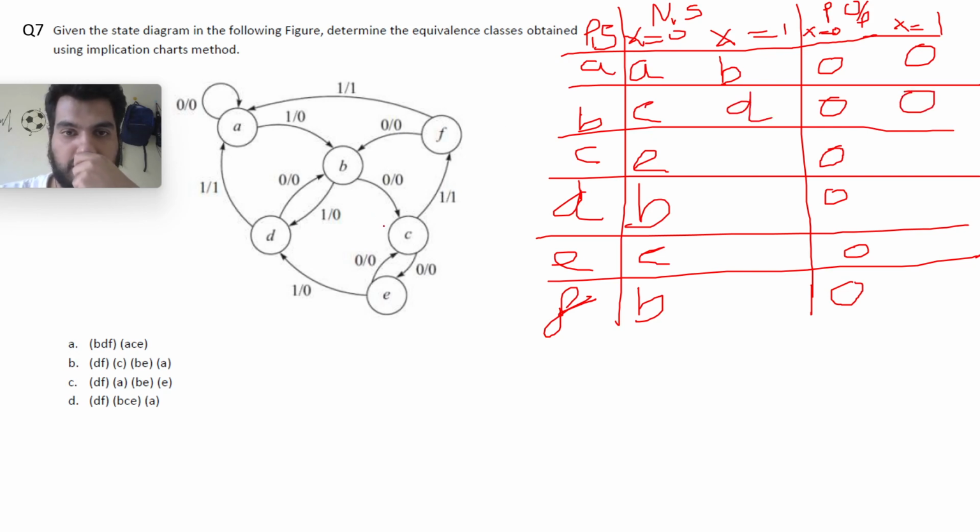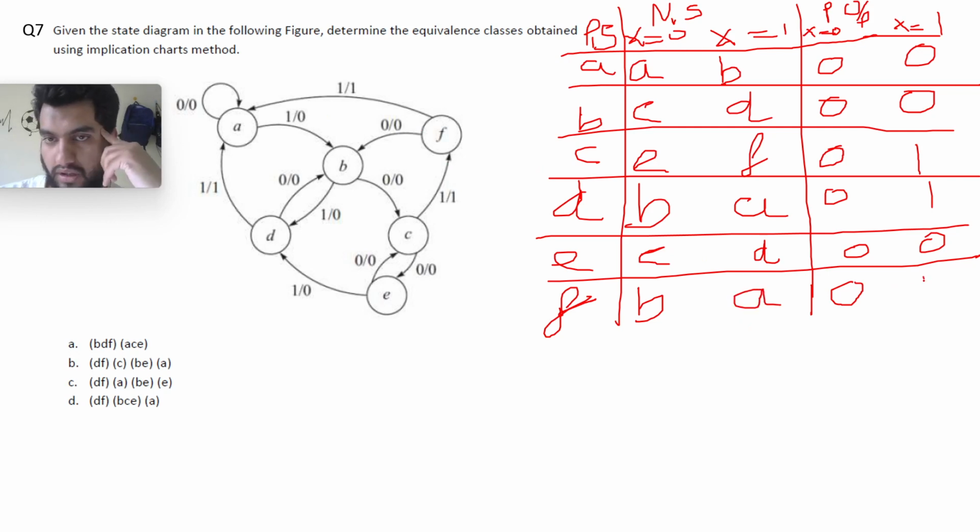When I'm at state C, my input is 1, I go to state F with output as 1. When I am at state D, and my input is 1, I go to state A with output as 1. When I am at state E, my input is 1, I go to state D with output as 0. And when I am at state F, my input is 1, I go to state A and my output is 1. So this is my state table.